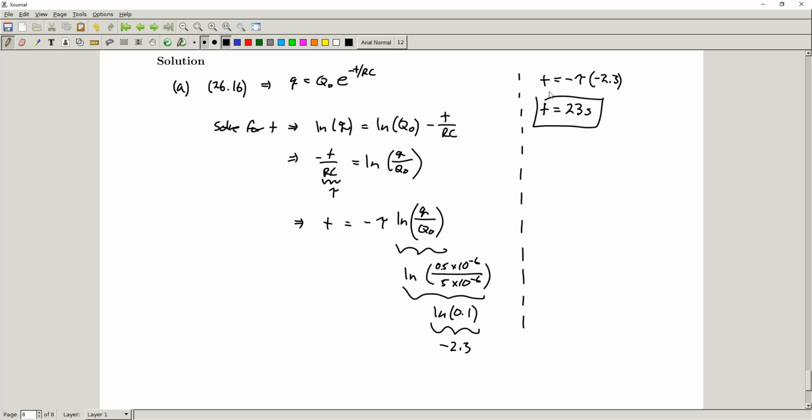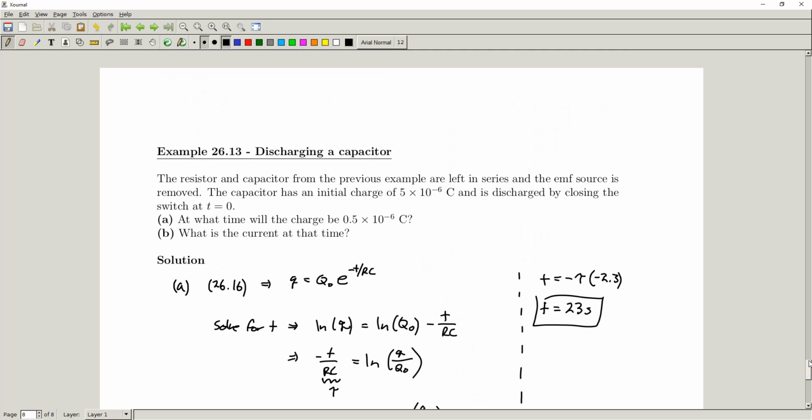So what is this telling us? This is telling us that at the time 23 seconds, we're going to end up with a charge of 0.5 times 10 to the negative 6 coulombs, where we started off with 5 times 10 to the negative 6 coulombs. So 90% of our charge will have left our capacitor at 23 seconds after the switch is closed.